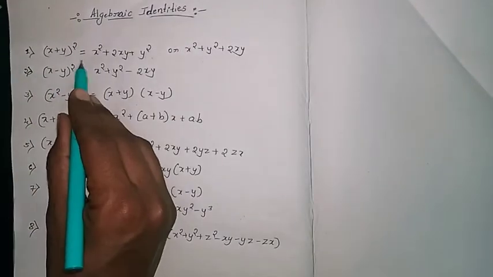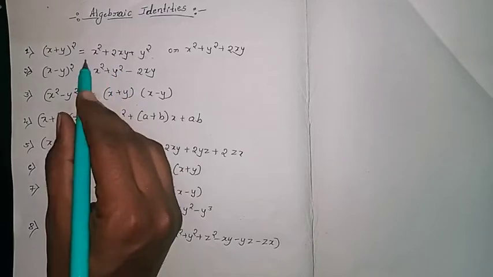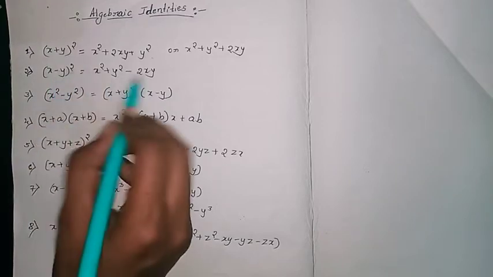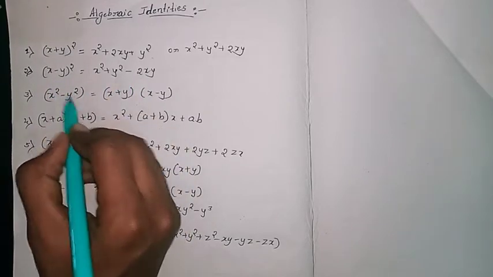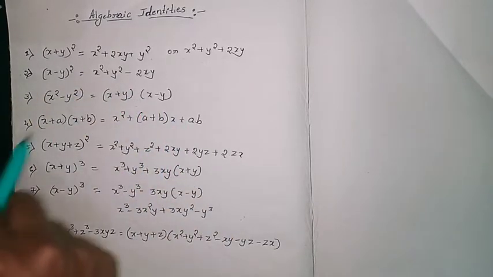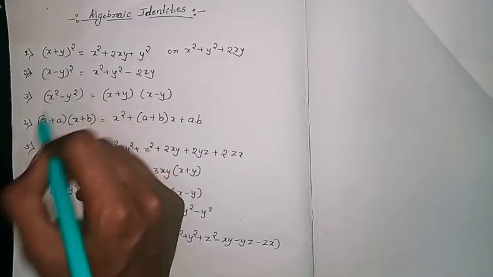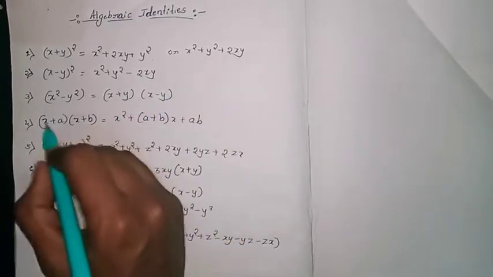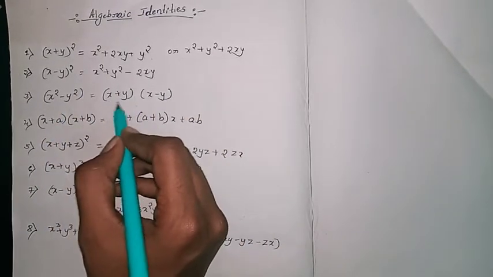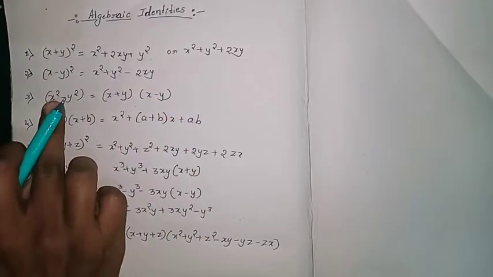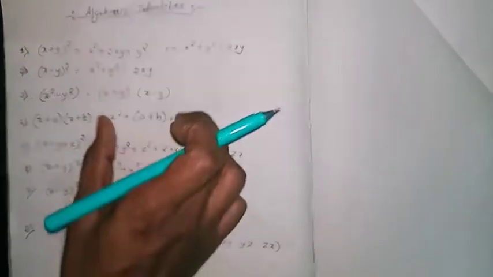(x minus y) whole squared is x square plus y square minus 2xy. So whenever the sign is negative, the last term will become negative. And x square minus y square, you have studied this term in exponent form. There you have studied a square minus b square. The formula for a square minus b square is (a plus b)(a minus b). Like that, x square minus y square is (x plus y)(x minus y). So you have to remember both the terms. If this term is given, you should be able to find this one, and if this term is given, you should be able to find out this term.